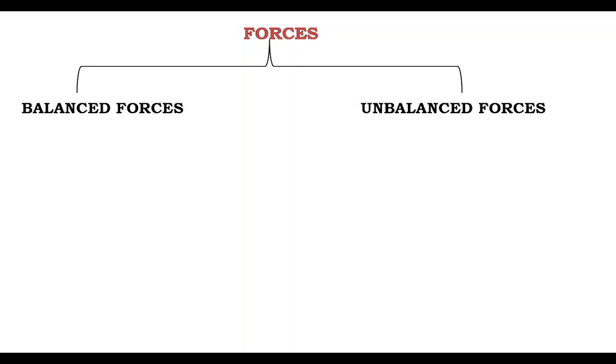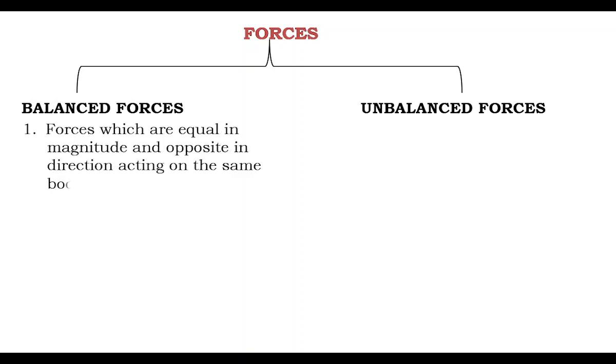So balanced forces: in class 8 we studied the force chapter. In that chapter we discussed the net force. We can define balanced and unbalanced force with the help of net force. When the net force is 0, the forces are said to be balanced. When the net force is not 0, the forces are said to be unbalanced. Or we can say, when two or more forces are acting on the object, but they are equal in magnitude and opposite in direction, right? Then the forces are said to be balanced.